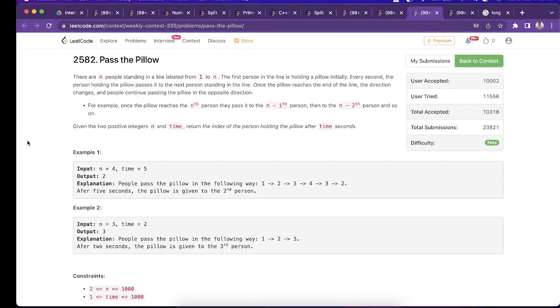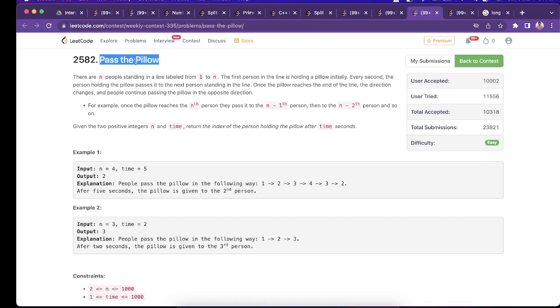Hello everyone. So today in this video we are going to solve the LeetCode today's contest, and it is the first problem that we are going to solve. The problem name is Pass the Pillow.